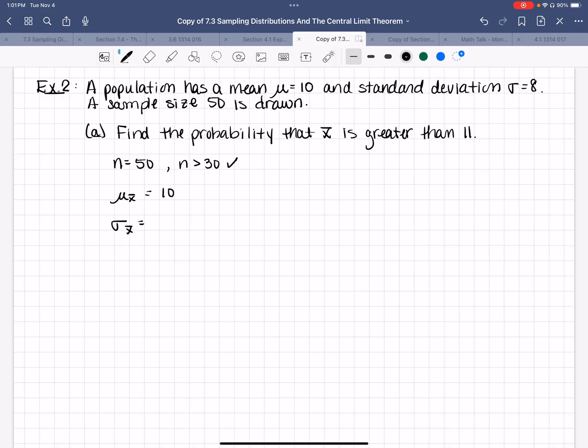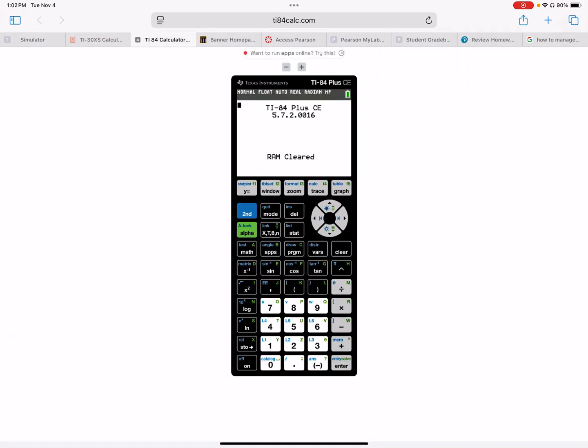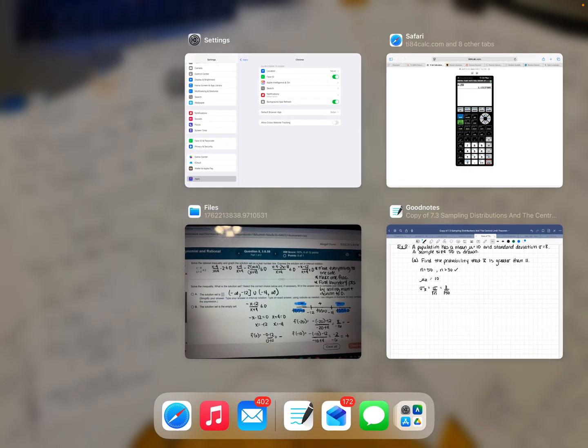Now we need to find that standard deviation. I know that's going to be the standard deviation of the population divided by the square root of n. So that's going to give me 8 over the square root of 50. If we put that in the calculator, I clear this, and it will give me 8 divided by square root 50. I'm going to get 1.1314 there.